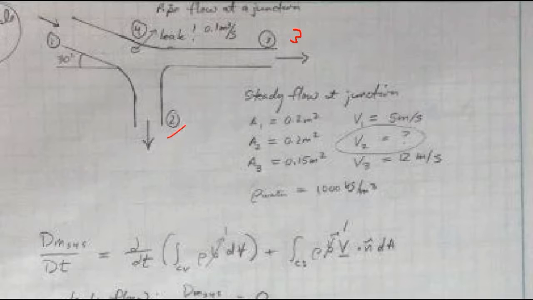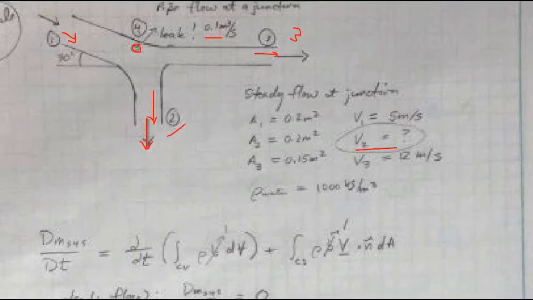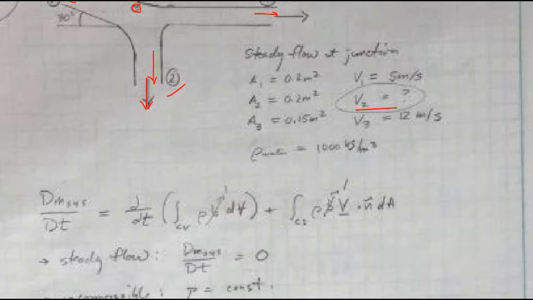A little hard to read. Coming in at 1, something at 2, going out at 3. We don't really know exactly what it's doing at 2, but let's assume it's going out like I've drawn it here with this arrow. So we're trying to find what happens at V2. We've got a leak, just to make things interesting, at 4. That leak is 0.1 cubic meters per second.